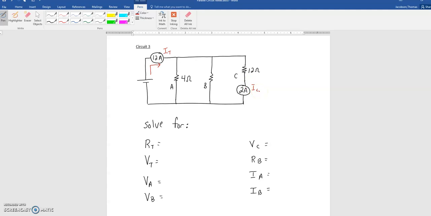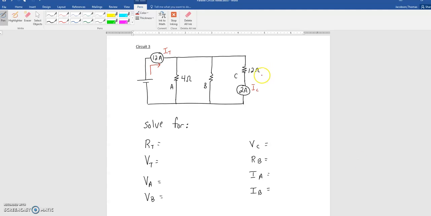What makes this problem difficult is I don't know any of the voltages, I don't know the resistance of B, I don't know how much current splits up and goes to any of those branches. There's only one thing I can really do, so if you want to think about it for a minute, you can go ahead and pause it right now and see what is the only step I can do.